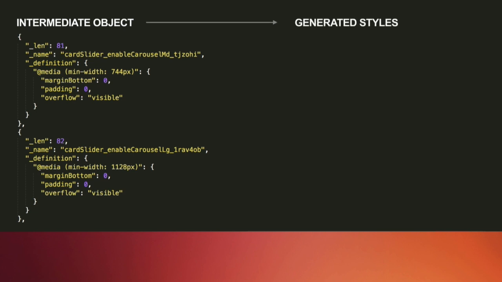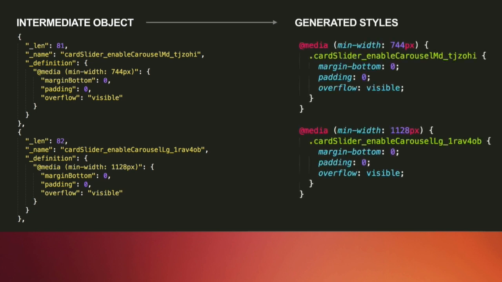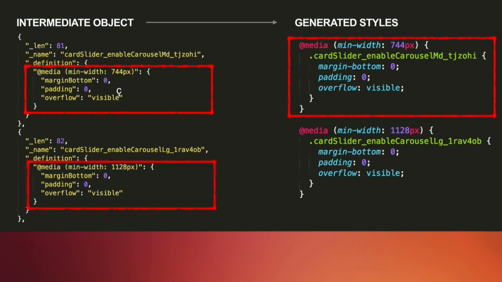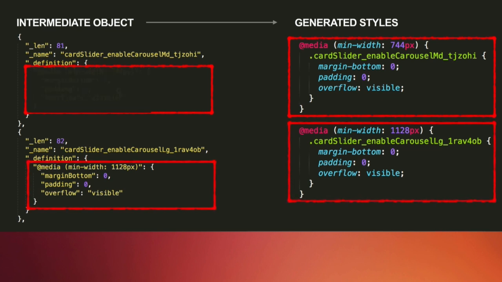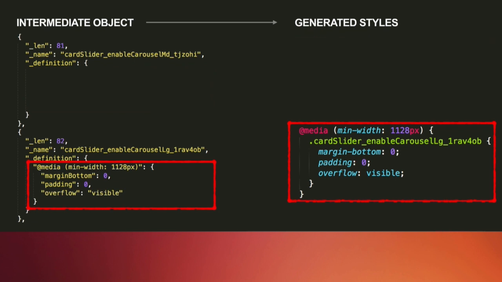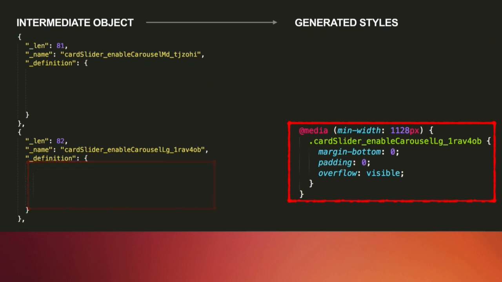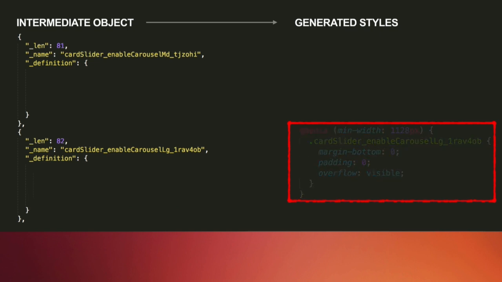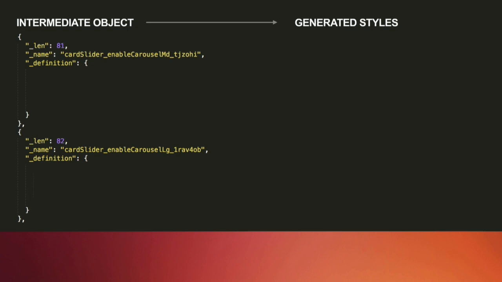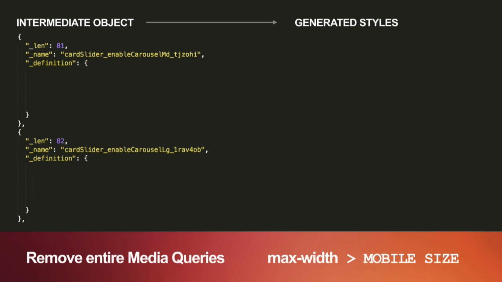Here's another example. Now we're using min-width. Notice that none of these styles will actually be used on a mobile device. So in this case, we can actually just eliminate all of these styles. And we got a bigger reduction in CSS as a result of this logic. So the rule here is if min-width is greater than mobile size, you can eliminate the rule.